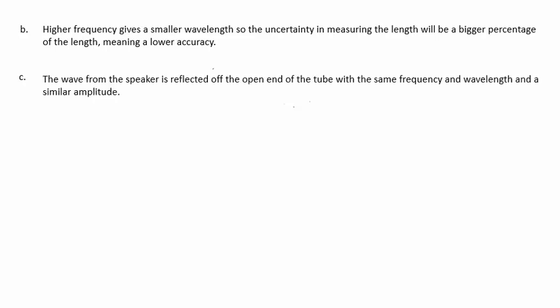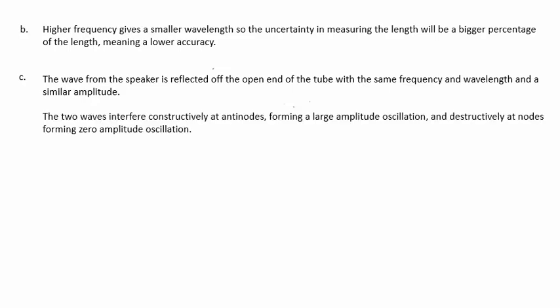Well, the wave from the speakers reflected off the open end of the tube with the same frequency and wavelength, and with a similar amplitude. The two waves will interfere constructively at antinodes, forming a large amplitude oscillation, and they'll interfere destructively at the nodes, forming a zero amplitude oscillation.